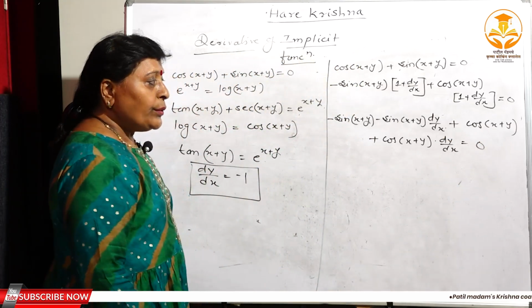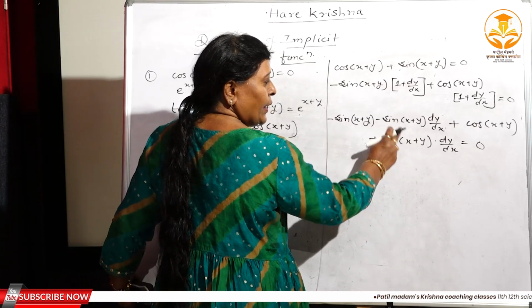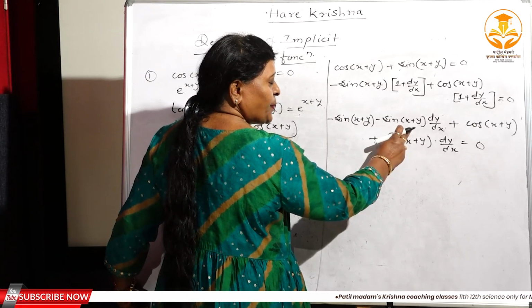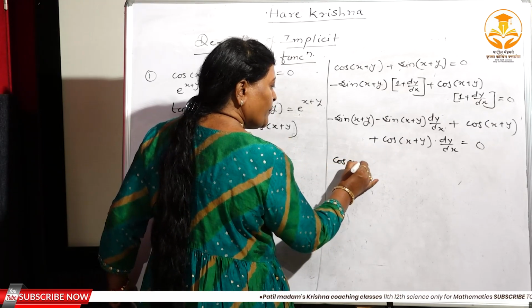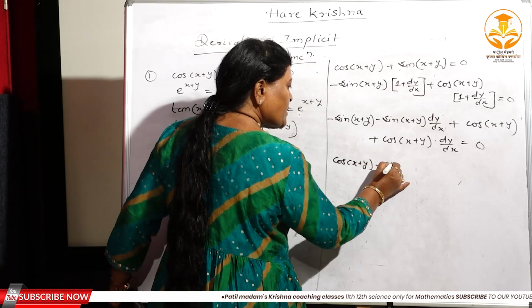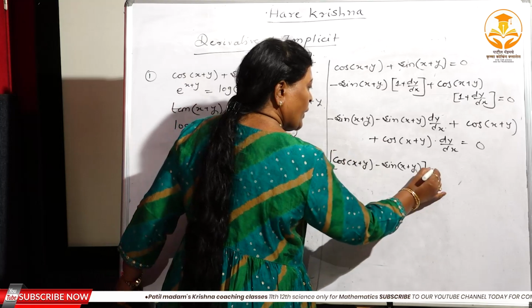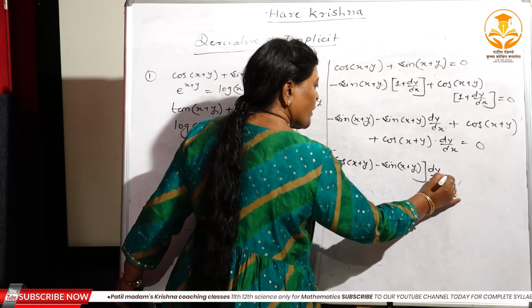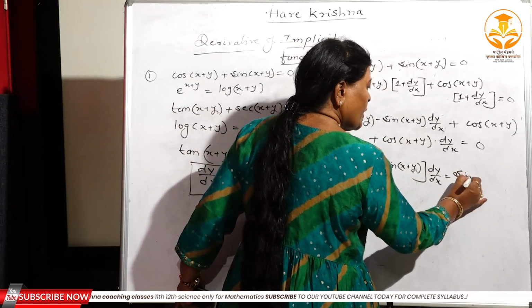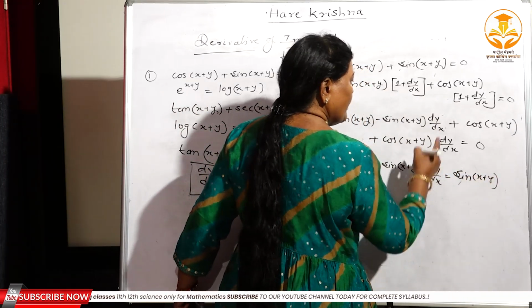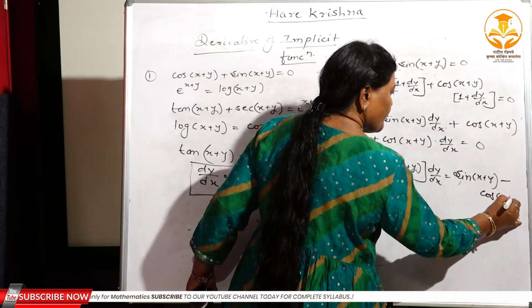Now see what you have to do. You have to collect the terms of dy by dx, right? These are the two terms, cos(x plus y) minus sin(x plus y), the coefficient of dy by dx. So you can write cos(x plus y) minus sin(x plus y) into dy by dx, and the remaining terms you can transfer to that side. Minus sin(x plus y) you can transfer, and you get sin(x plus y). And when you transfer this term, you get minus cos(x plus y).